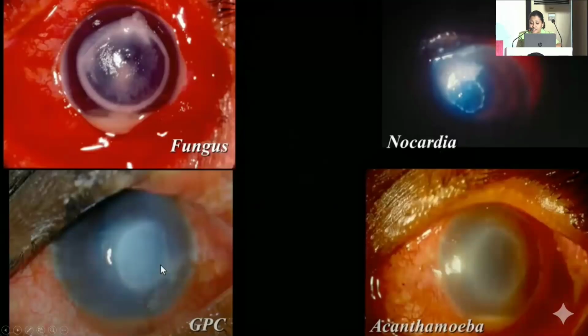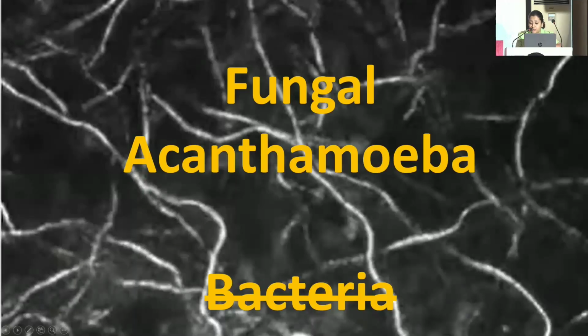Even the best of us can get puzzled when similar looking lesions plant themselves on our slit lamp. One of our tools is the confocal microscope, which can help pick up a fungal element.